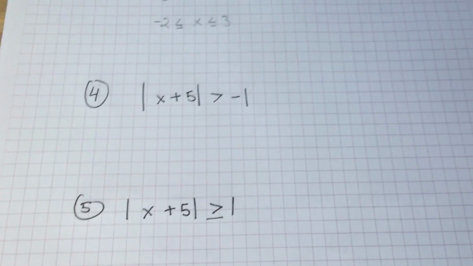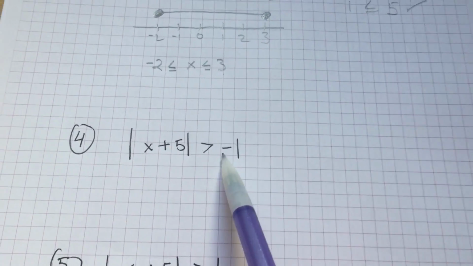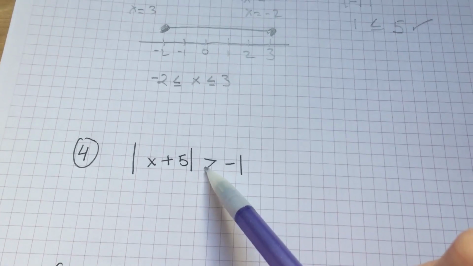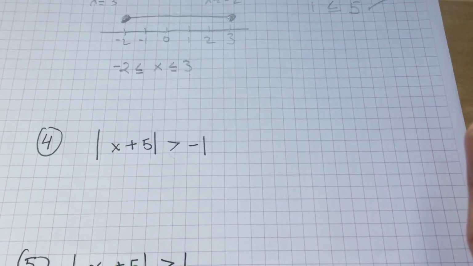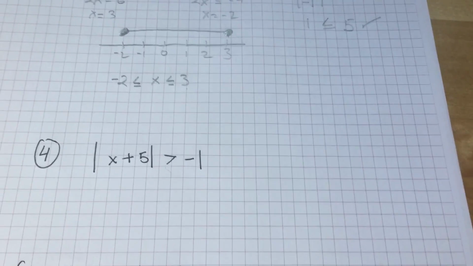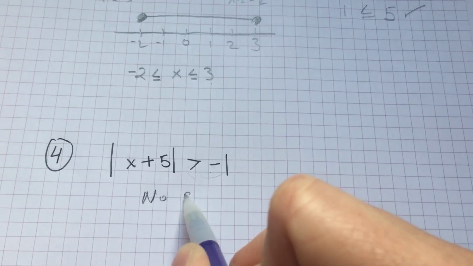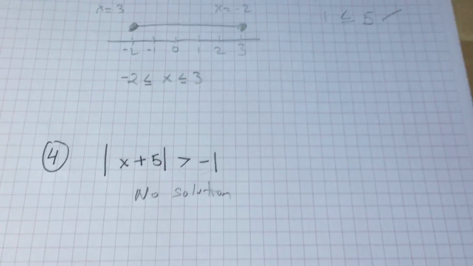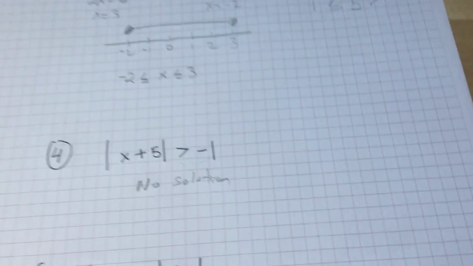Okay, so we're back. Now the first question, we have the absolute value of x plus 5 is greater than negative 1. Now if you think about this, it has to be greater than negative 1. Remember, absolute value needs to be a positive number. Obviously an absolute value can be greater than a negative number, but because there's a negative number here, we're going to see this as no solution. We're not going to write our numbers.